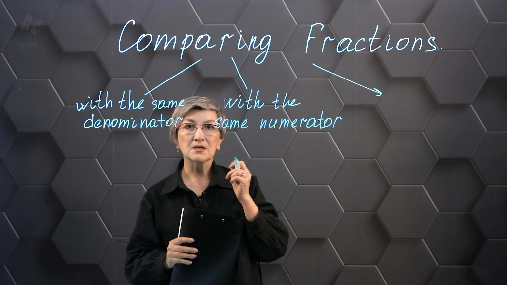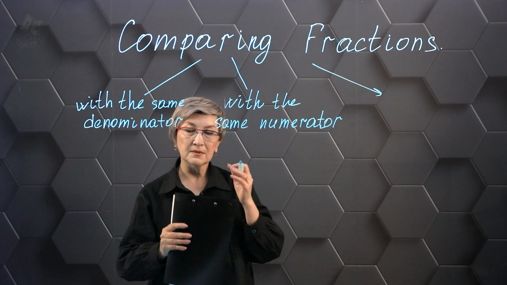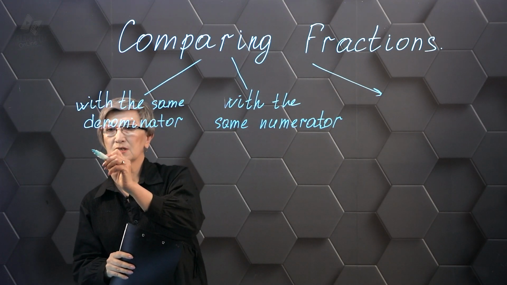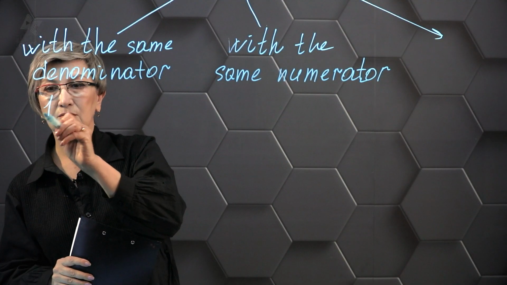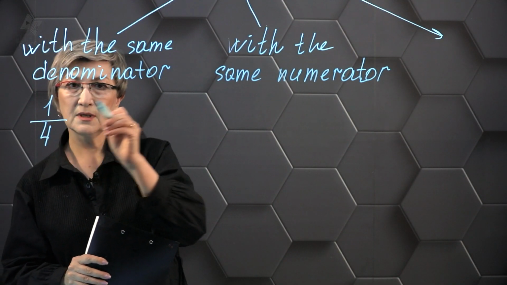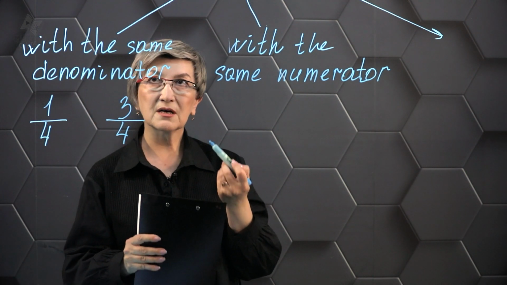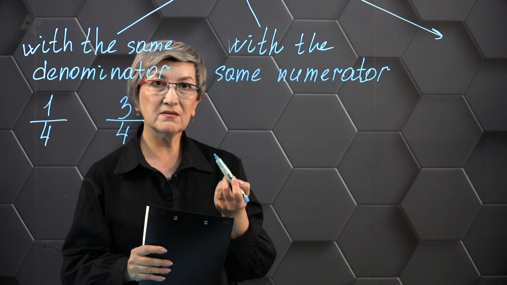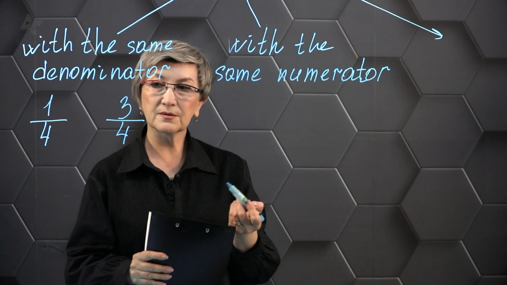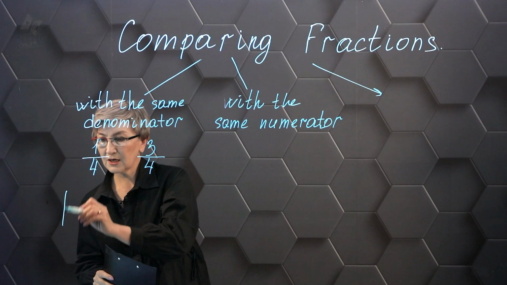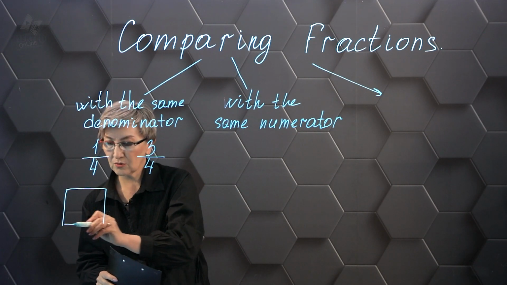Let's start with identical denominators. We need to compare 2 fractional numbers. We need to compare 1/4 and 3/4. To compare fractional numbers, we need to put a greater than or less than sign. Let's compare these fractional numbers. Let's show these fractions in the pictures.